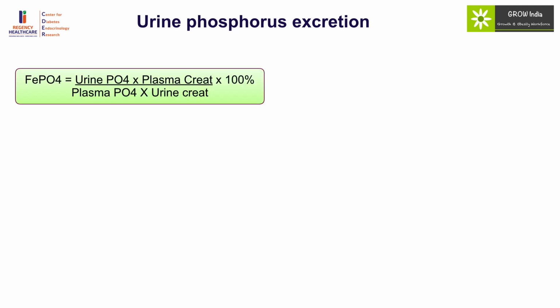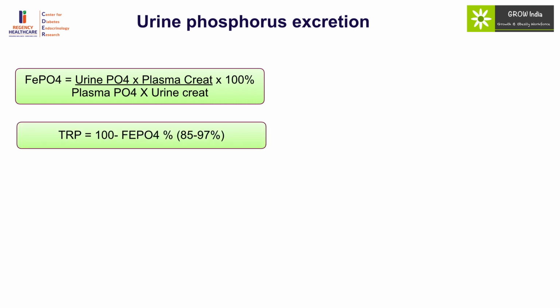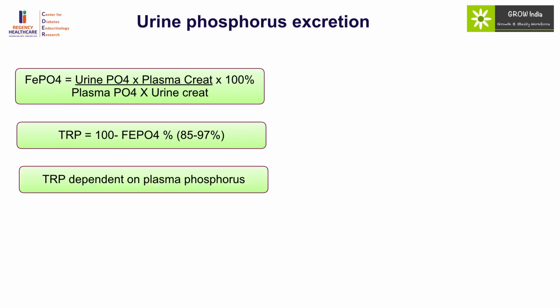This is done using a calculation of the fractional excretion of phosphorus, which is basically urinary phosphorus upon plasma phosphorus divided by urinary creatinine and plasma creatinine. Then a tubular resorption of phosphorus is calculated by subtracting FePO4 from 100. The normal range in children is 85 to 97%. But what you need to remember is that the tubular resorption of phosphorus is highly dependent upon the plasma phosphorus level.